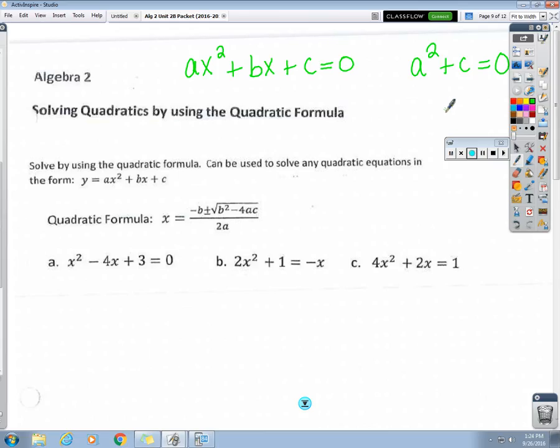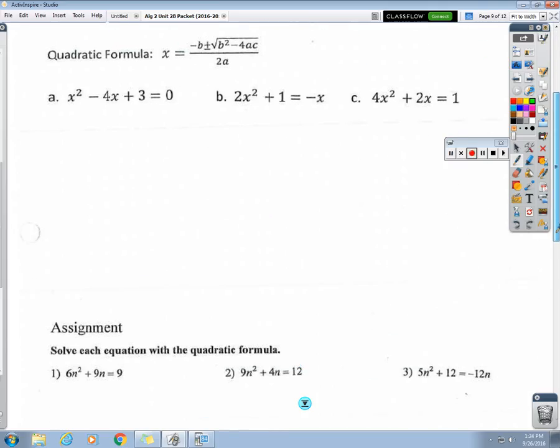But some quadratic equations have a bx. See how in all three of these examples down here, they actually have the bx term in all of them? So today you're either going to factor it or solve it by using the quadratic formula. Obviously factoring is the easier of the two, so you always want to start by checking to see if it can be factored. So let's look at A.